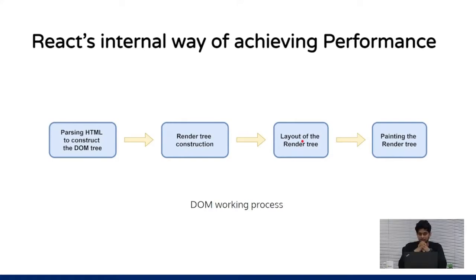We know the DOM is a tree structure, and traversing a tree is fast and efficient. But as I have said earlier, laying out the render tree and painting the render tree are computationally intensive work, which makes updating the DOM a bit slow.